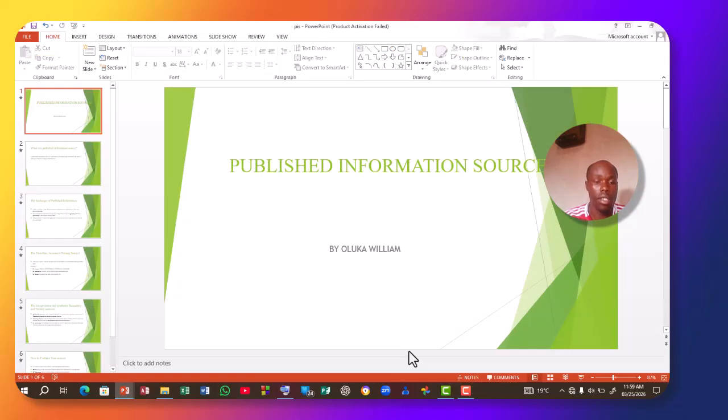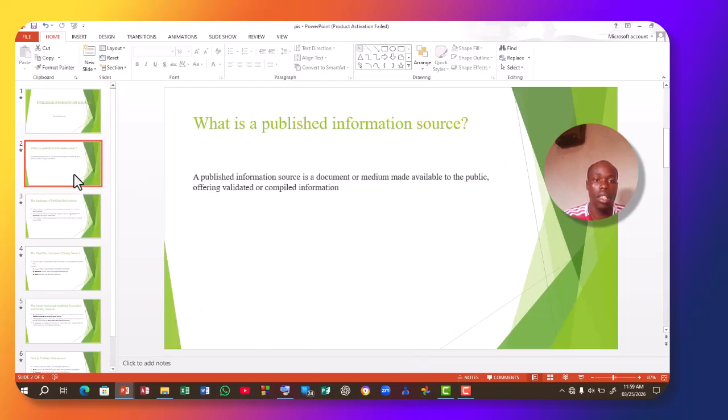Here are my slides prepared by myself. Published information sources by Oluka William. That is my first slide. In my second slide, I have what is a published information source. I want to look at what this published information source is.